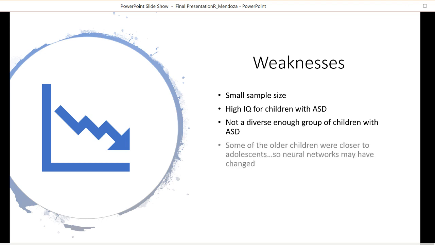Some of the older children were closer to adolescence, so neural networks may have changed. That is to say, children that are younger would have been a better population to examine, given the previous literature. Another weakness was that these researchers did not control for comorbidities nor medications used. This information was not assessed nor collected.